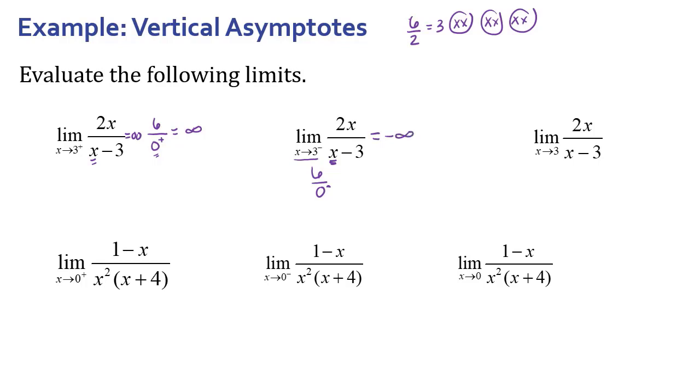So because of the fact that on the right I'm going towards positive, on the left I'm going towards negative, I would say that this limit does not exist. But we will still see there's a vertical asymptote at x is 3.